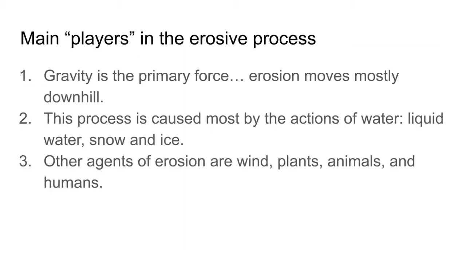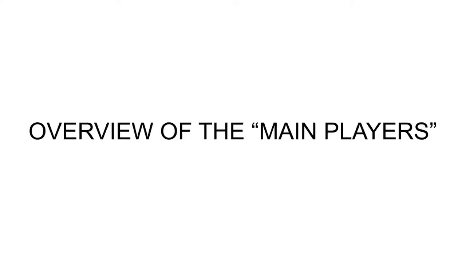There are two main players in erosion. Gravity is the primary force. It causes everything to move downhill. Most erosive processes are caused by the actions of water, liquid water, ice, and snow. And the other erosive processes could be wind, plants, animals, and humans. Let's overview the main players.